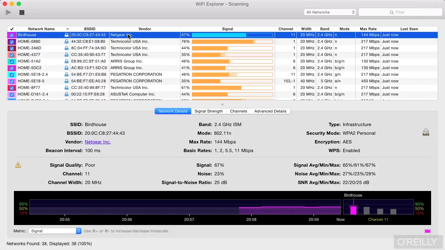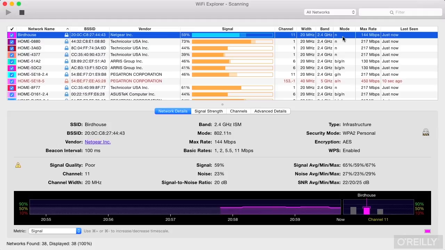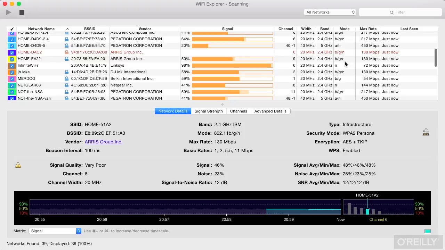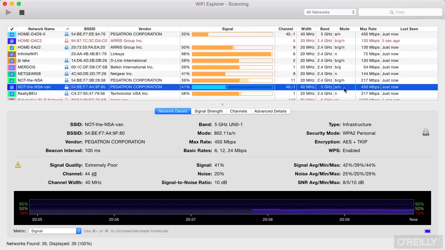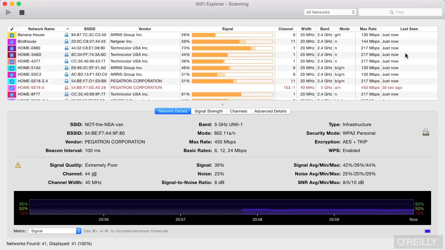I've also got the signal strength for this particular SSID, the channel that it's broadcasting on, the width of that channel, the band or the frequency range. That's 2.4 gigahertz. And down here, we've actually got one that's 5 gigahertz. I can tell you the mode. This is N. We've got some here that are multi-mode, so I've got B, G, and N. This one happens to be A and N. There's another that's A and N down here as well. And of course, I've got the maximum throughput rate and the last time that they were seen on the network.